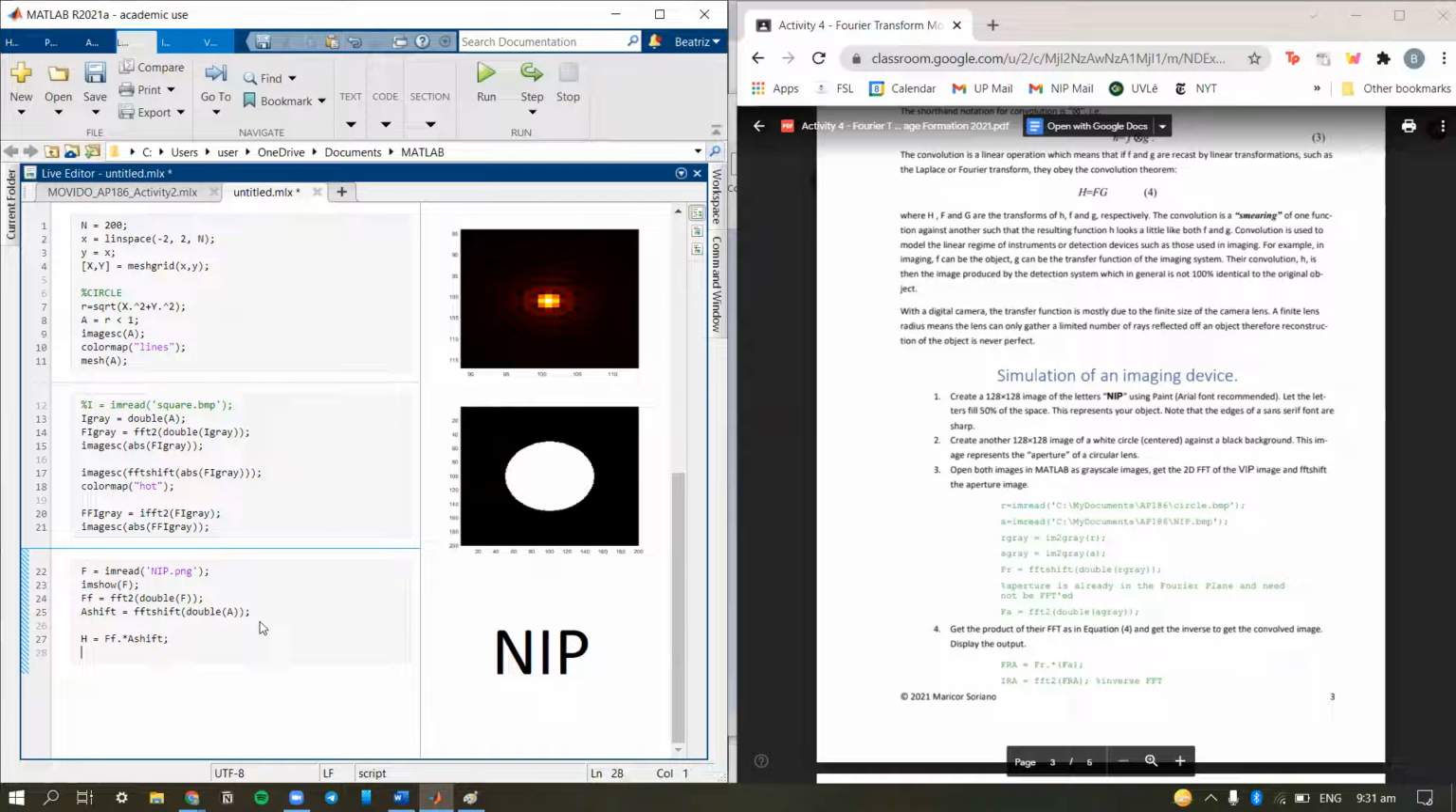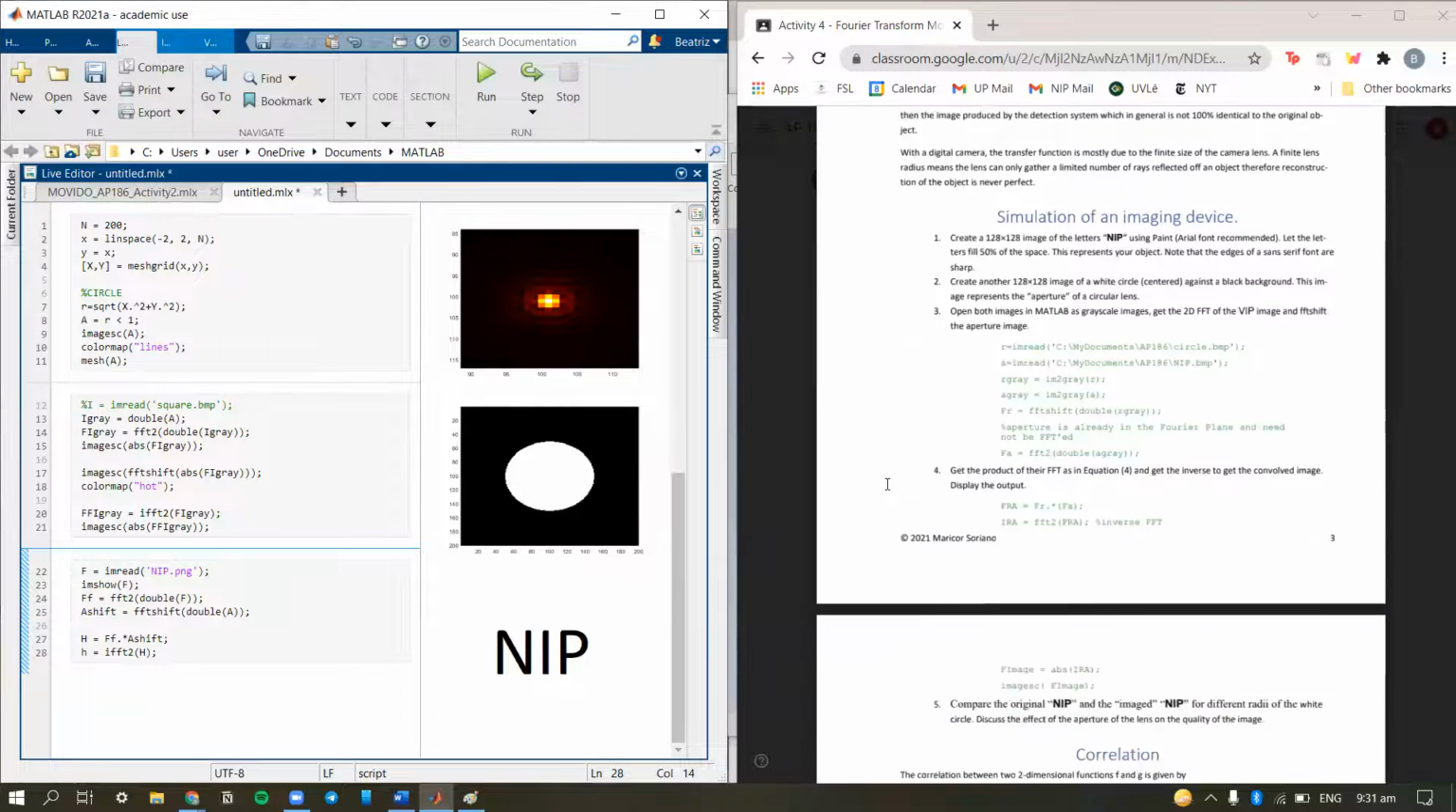Next line, so small h equals IFFT2 of capital H. Do you understand what's going on? We have to go back to space, no? Para makita natin yung image niya.